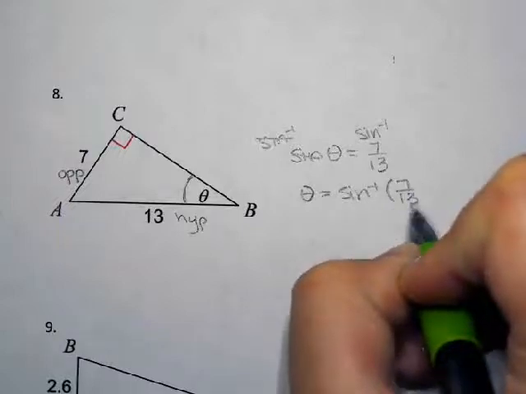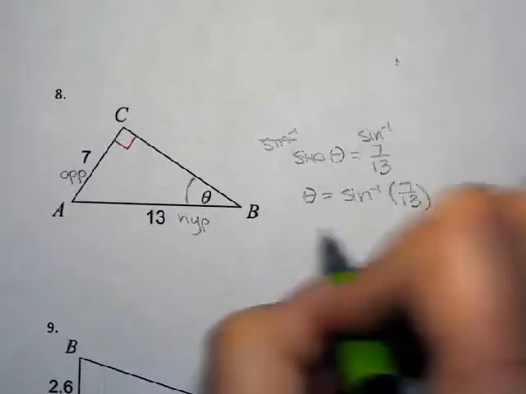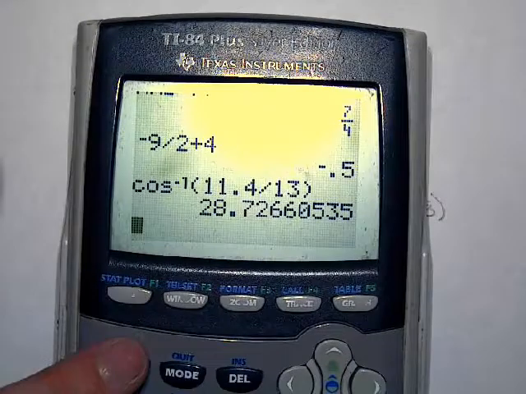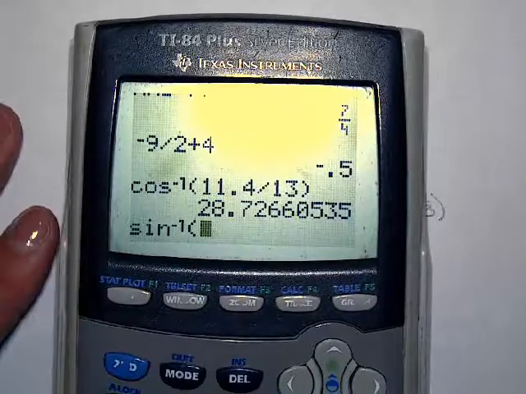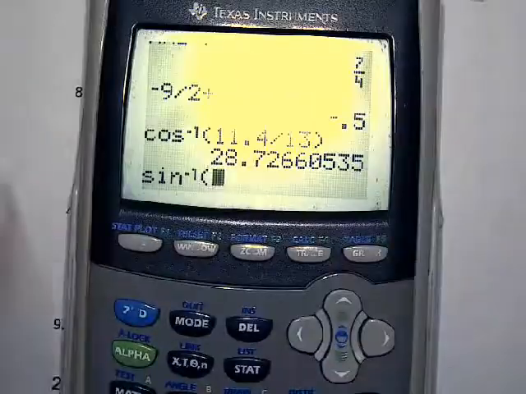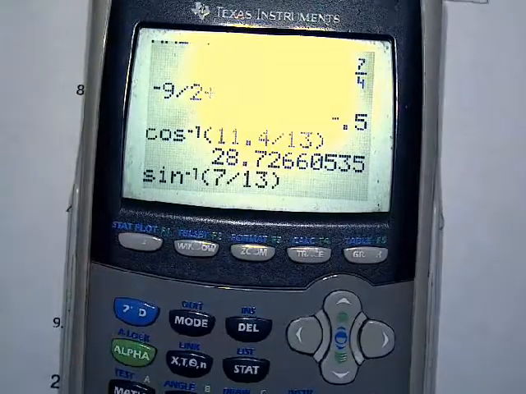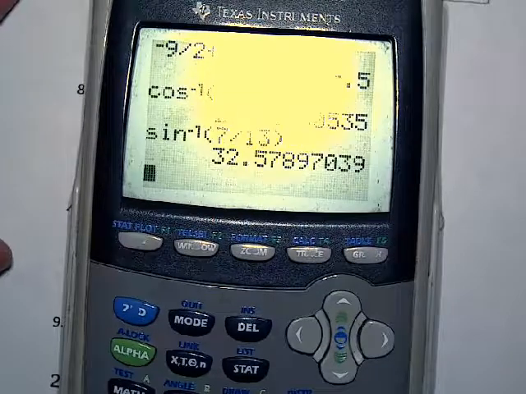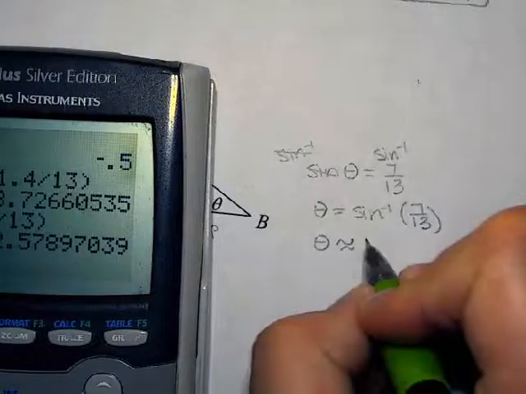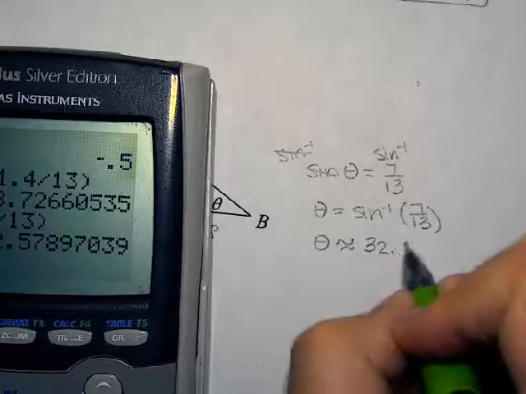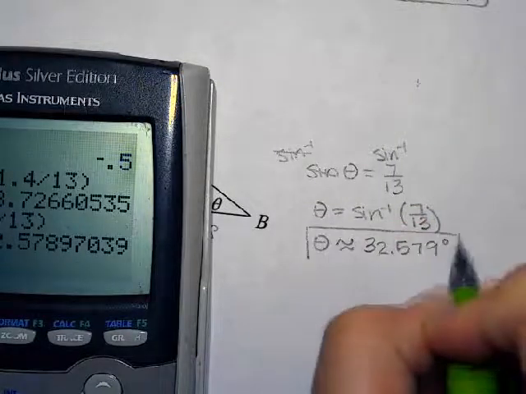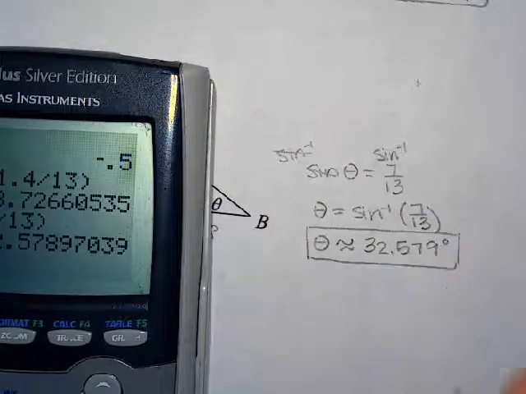There's our exact answer. And so our approximate answer is going to come from the calculator now. We're going to do second sine. So there's our sine inverse of 7/13. And what do you get? 32.57. Perfect.